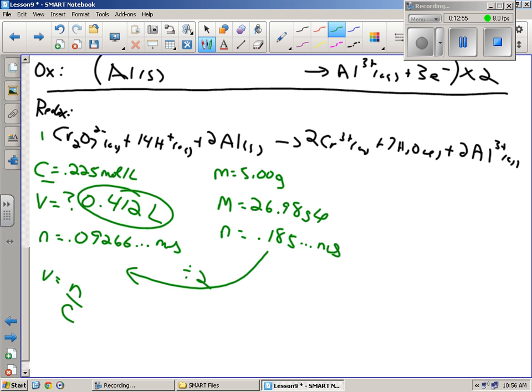So you need 0.412 liters or 412 milliliters of this acidified dichromate solution to basically use up all the aluminum. Okay? So that kind of gives you an idea of how we can use this with stoichiometry. It's good? Moving on?